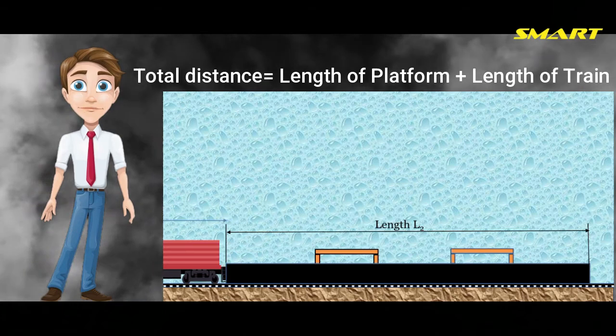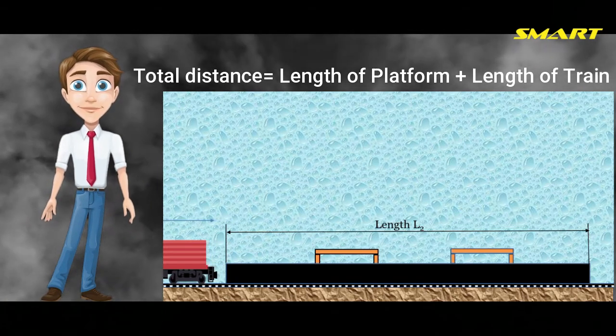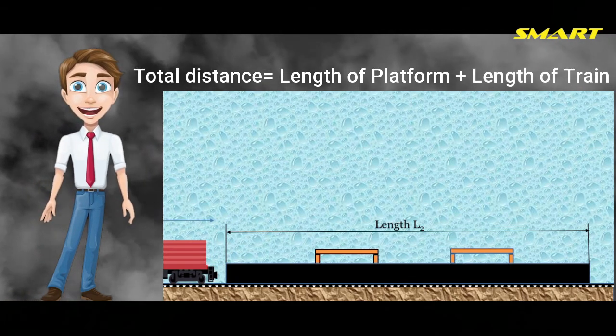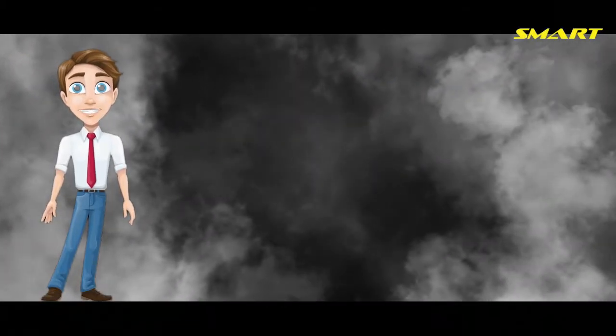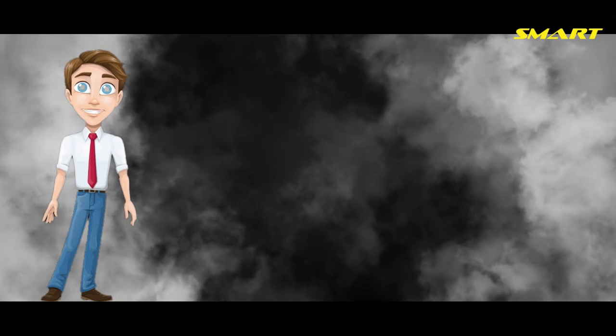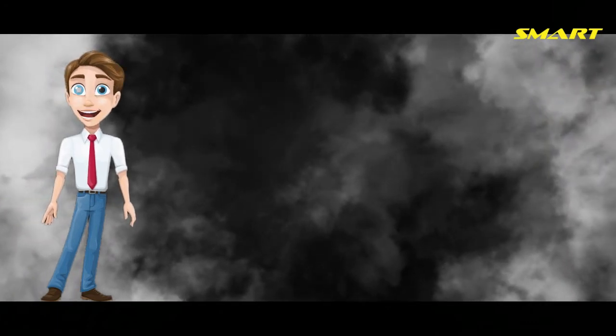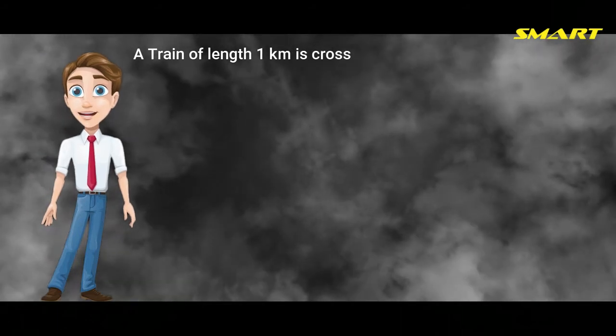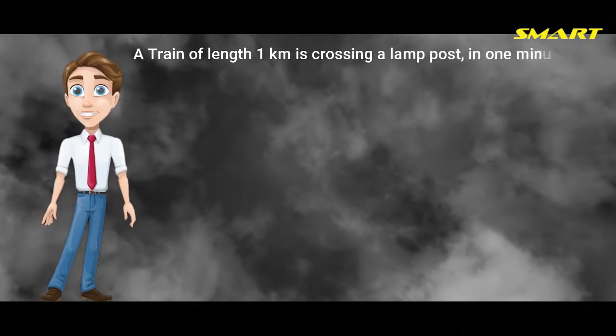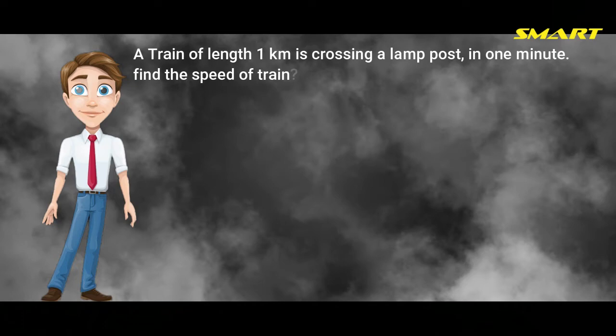Similarly, for moving objects also, we'll do the same. Now let's try to solve some problems. We can solve two problems from stationary object and two problems from moving object. First question. A train of length 1 km is crossing a lamppost in 1 minute. Find the speed of train.